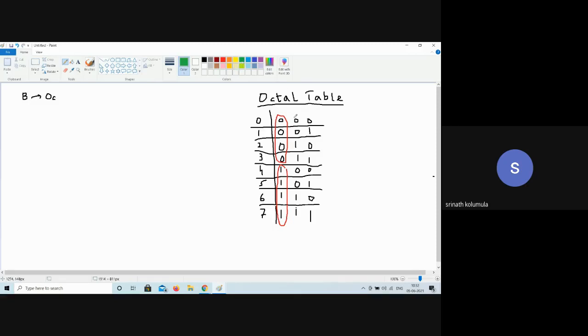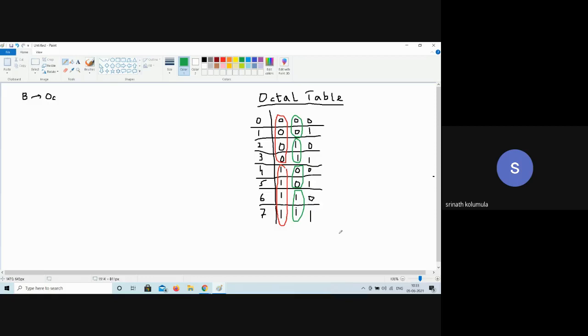I have taken the first 4, and then again I have divided it by 2 bits, where first 2 are zeros and next 2 are ones. Likewise here also, first 2 are zeros and the next 2 are ones. Then I have taken these again, and 0, 0 I have divided into 0 and 1, again 1, 0 I have divided into 0 and 1.